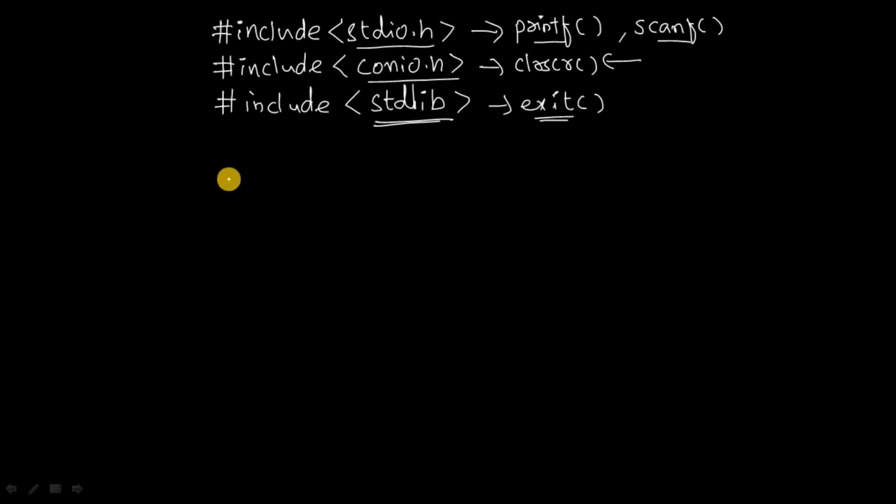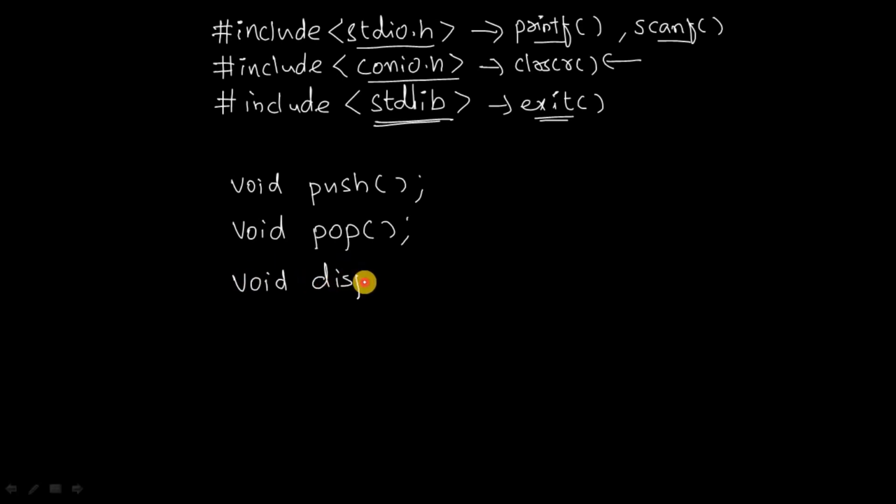First one is a push function, void push. Next one is a pop function, void pop, and next one is a display function. In this program I am using only these three functions, and after these declarations you have to declare some global variables. For example, I am writing int stack[20].